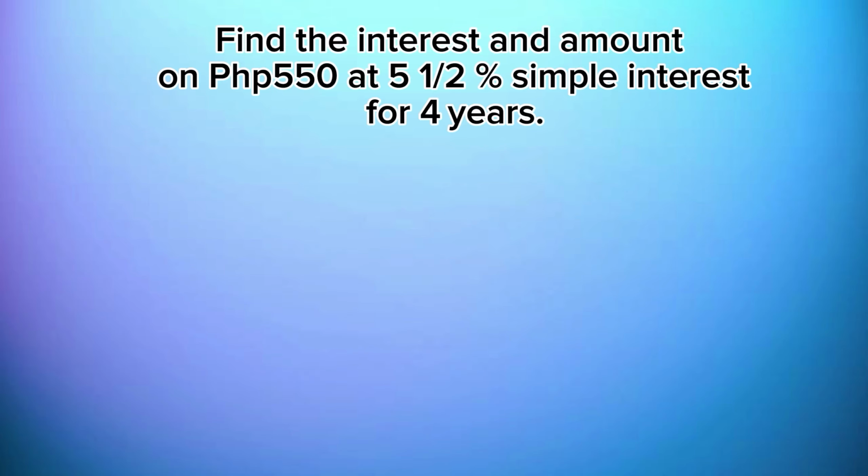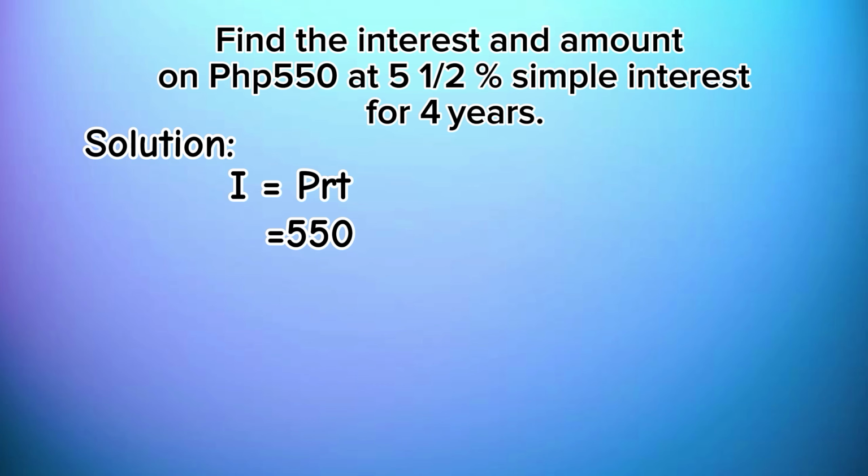So this is the example of simple interest. Find the interest in amount on 550 at 5 and 1/2% simple interest for 4 years. This is the solution. This is the formula. I is equal to P times R times T.